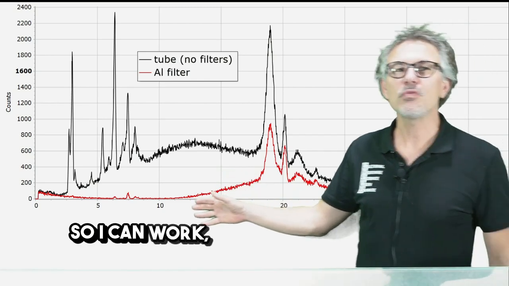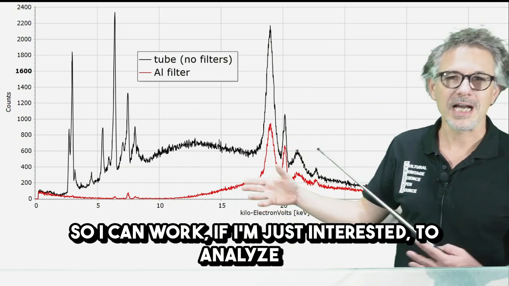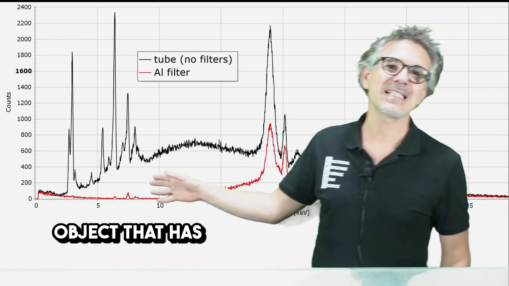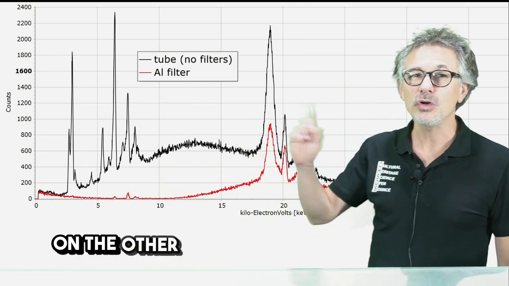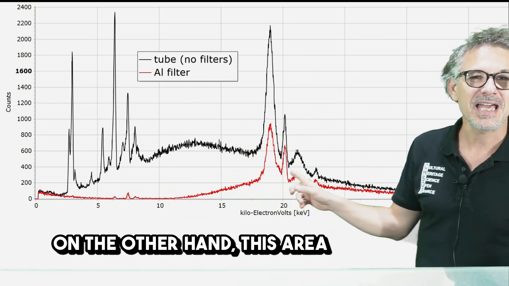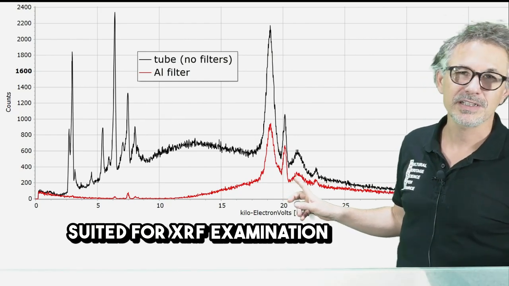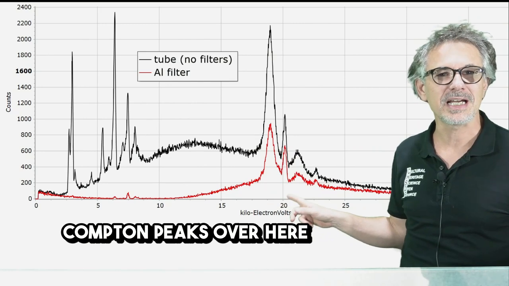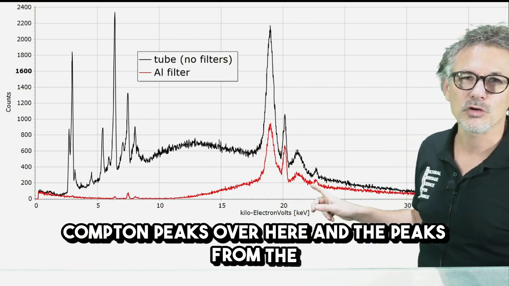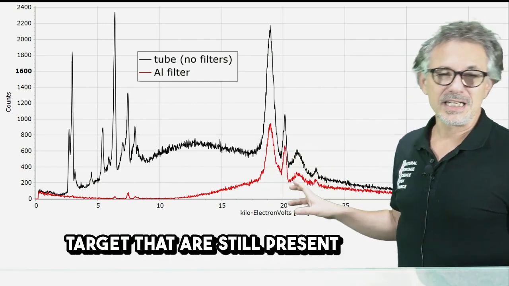So I can work if I'm just interested to analyze an object that has X-ray peaks just in this area. On the other hand, this area here is not suited for XRF examination because we still have the Compton peaks over here and the peaks from the target that are still present over here.